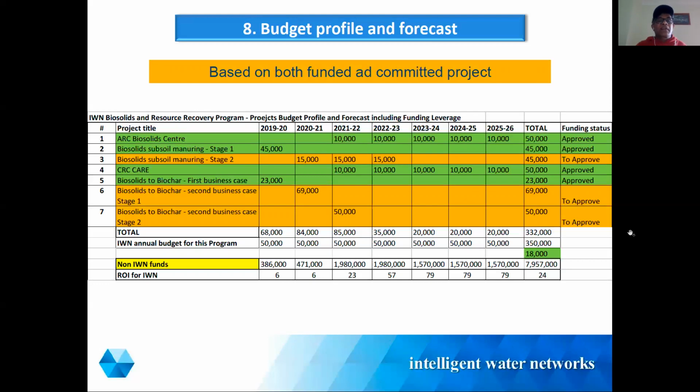But I really wanted to focus on the non-IWN funds. For every project we do, we're bringing extra money to the program, because these are externally funded projects, either ARC funded projects or other industry funded projects. So the ROI for IWN is looking pretty good. My objective of running this program is, with the limited IWN budget, we need to get a lot of funding leverage from other corporations and other universities as well.